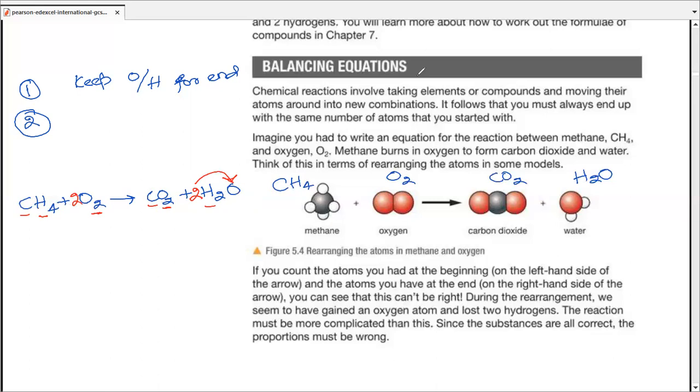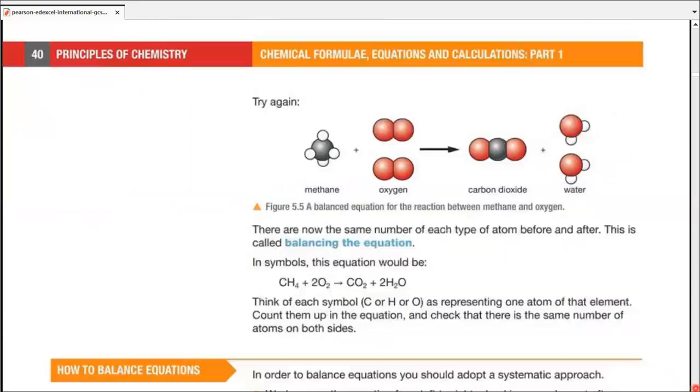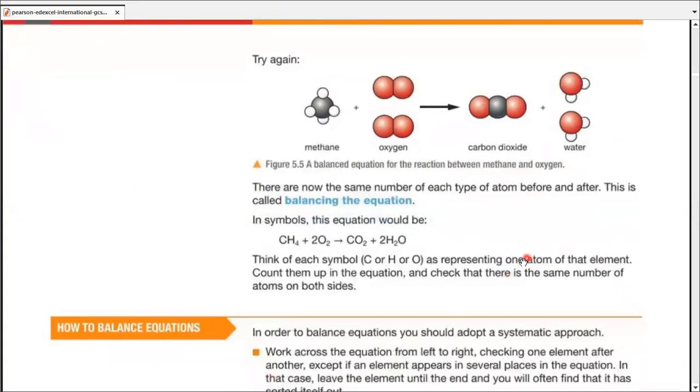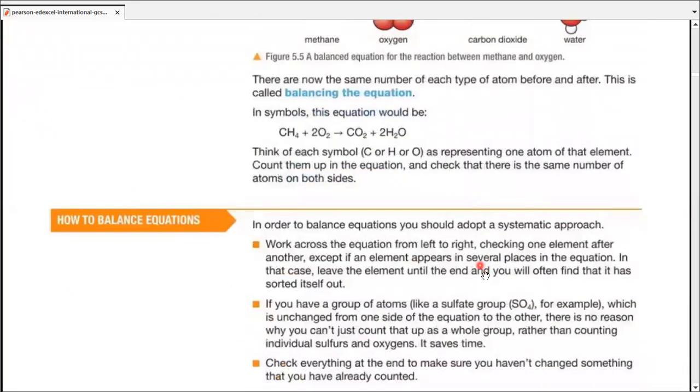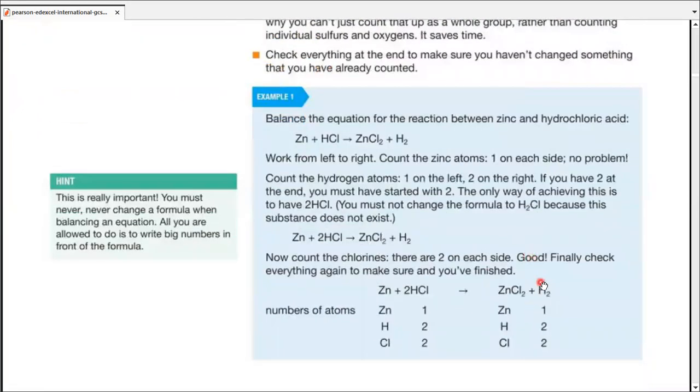Get the point? Yeah. Okay. Are you good at balancing equations? I'm okay. Okay. So let's try a few equations in order to get that right.